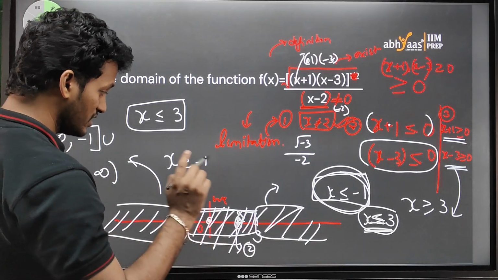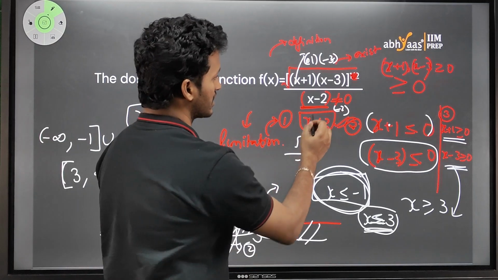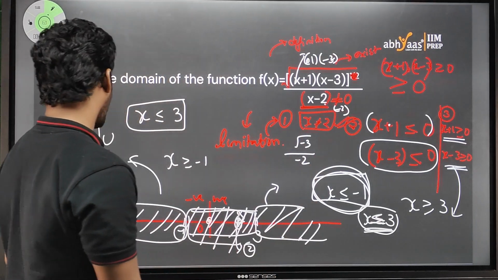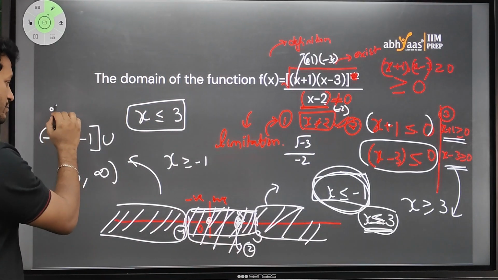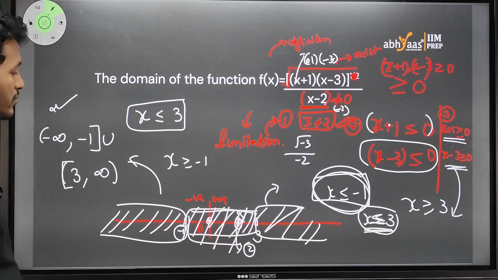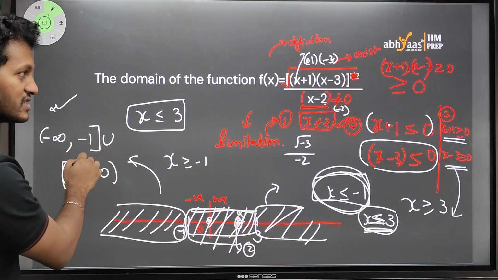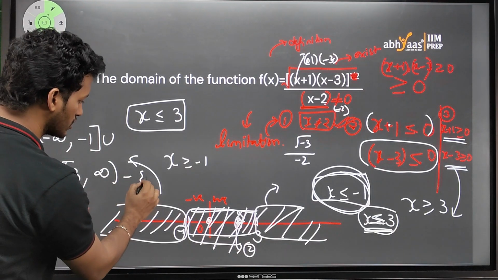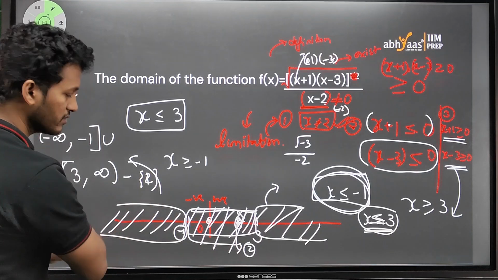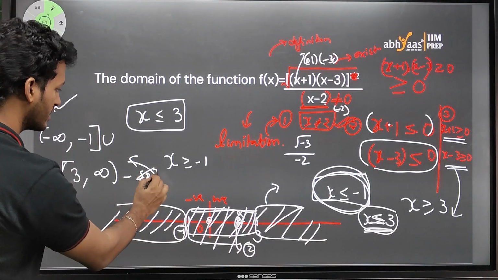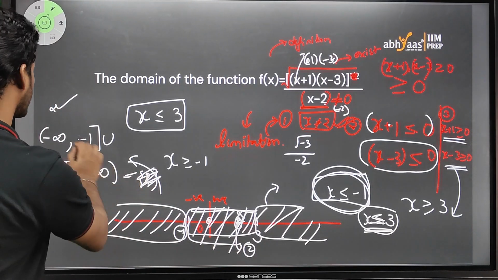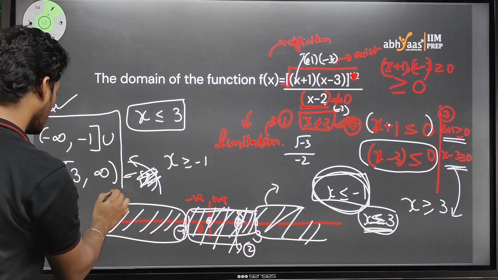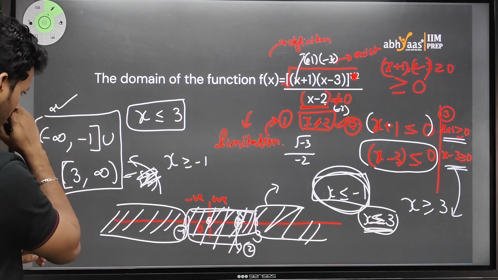Again, check all the conditions. Is 2 included in our answer? No, right? That means our answer is right. Because if 2 comes in this answer, you have to remove the 2 also. Okay, but 2 is not included here, so that's why our answer is right. It's minus infinity comma 1 union 3 comma infinity.